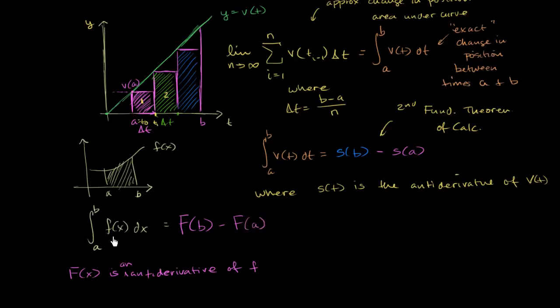So if you want to figure out the exact area under the curve, you take the antiderivative of it and evaluate that at the endpoint, and from that you subtract the starting point. So hopefully that makes sense. In the next few videos, we'll actually apply it.